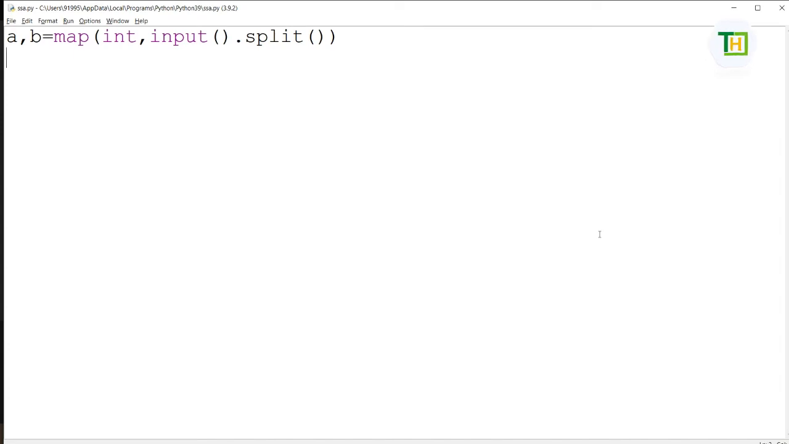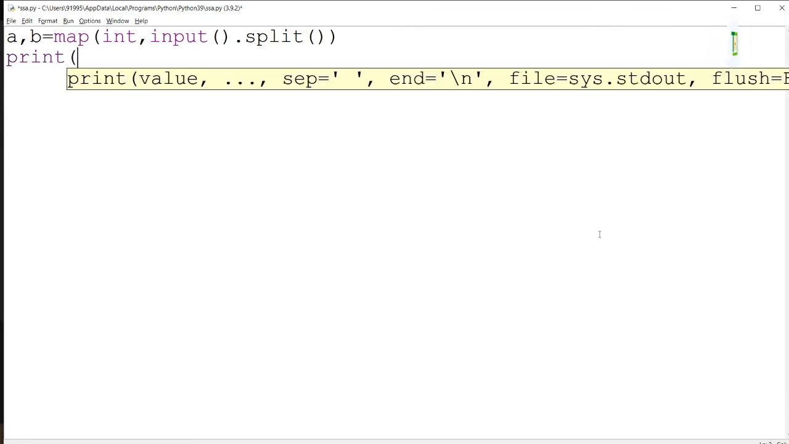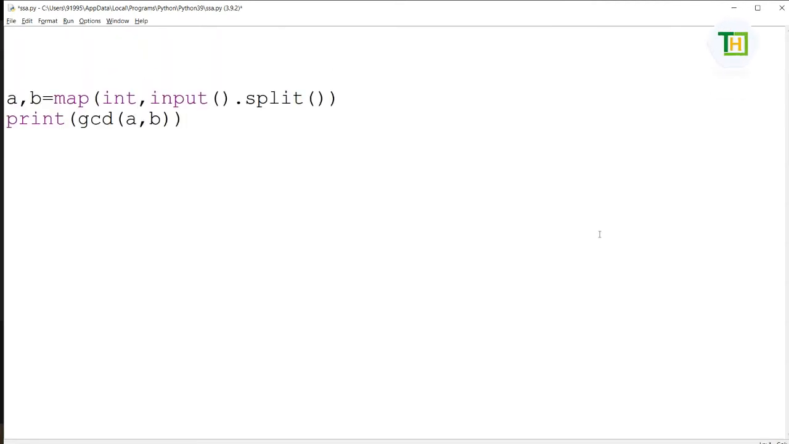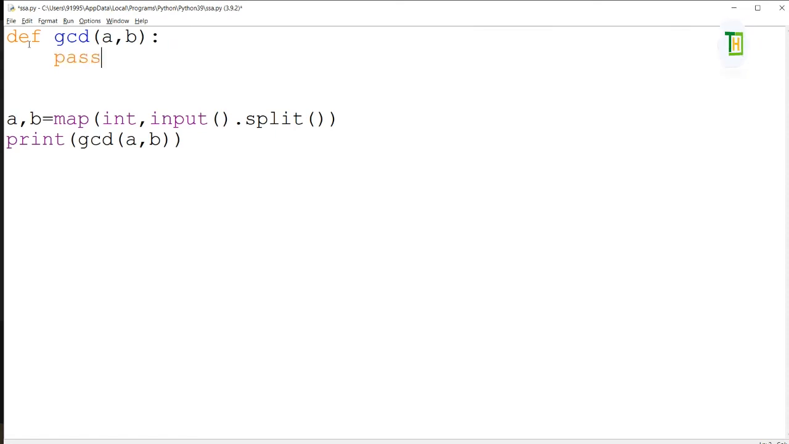I'm going to read the values, and then I have to call a function. For example, print(GCD(A, B)). There is no predefined function here. I'm going to write my own function. This function is going to be called with the two values, and it is going to return the GCD of A and B. Now I am going to write GCD(A, B), and here I am going to write my logic.